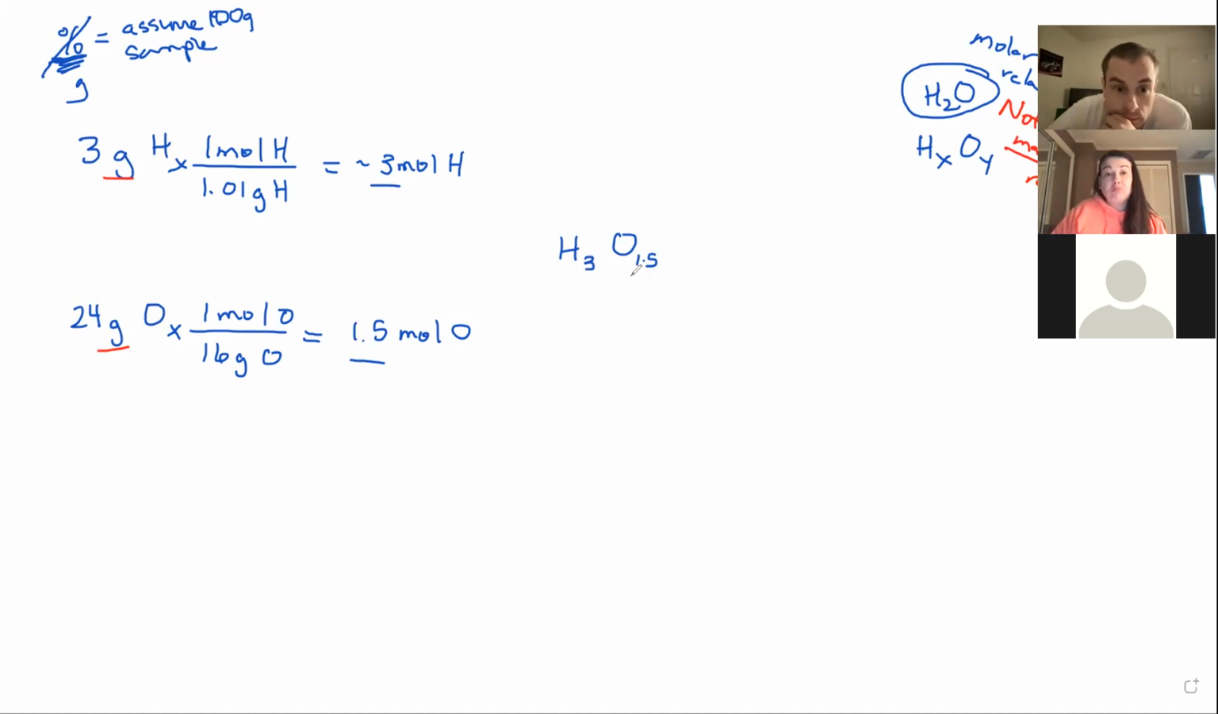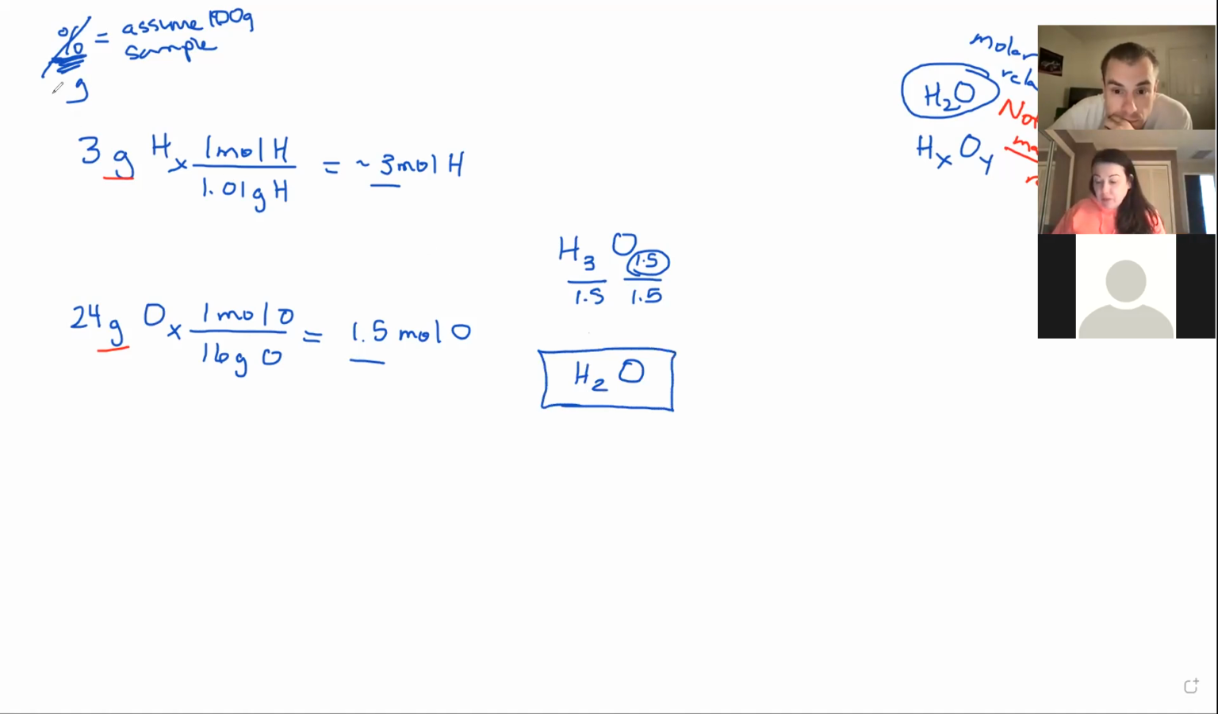So there's a quick way to do that. Divide each thing by the smallest decimal. So I'm going to take each of these and divide it by 1.5. Both of them need to be divided by the smaller decimal. Okay, so the 1.5 gets dropped under both. What happens to oxygen? Anything divided by itself is 1. 3 divided by 1.5, last time I checked, was 2. H2O. Oh my goodness, we just proved the formula for water.